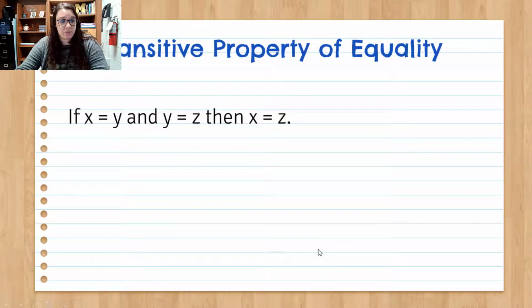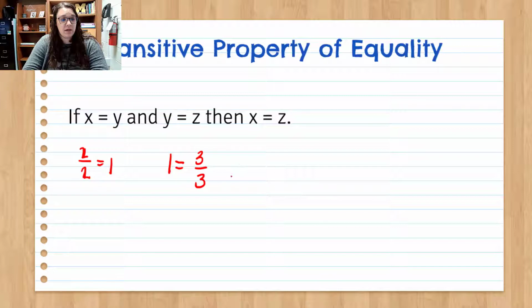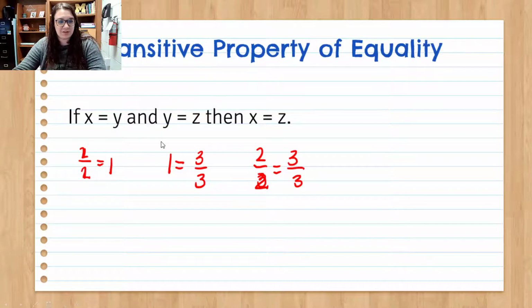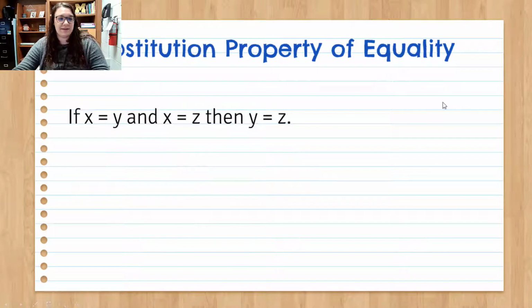Another one is the transitive property. It says if x equals y and y equals z, then x must equal z. So if, for example, 2 over 2 equals 1, and 1 equals 3 over 3, then 2 over 2 must equal 3 over 3. That was kind of confusing with fractions, but you can make one thing equal to the next.